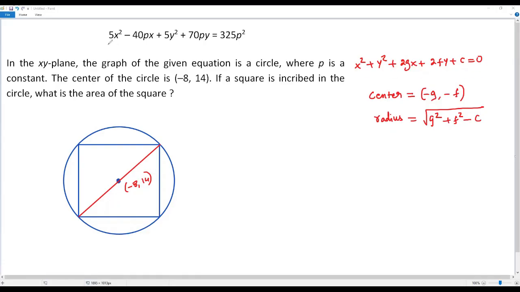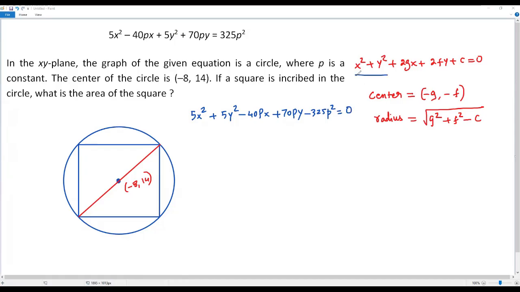Okay, now let me take the given equation and write it exactly in this form. Here we can rearrange the terms on the left side. First we can write 5x², then the y² term, positive 5y². We can write the x term, −40px, then the y term, +70py. And we have to make the right side 0. For that, we have to subtract 325p² from both sides of the equation. Then we have −325p² on the left side, and the right side is 0.